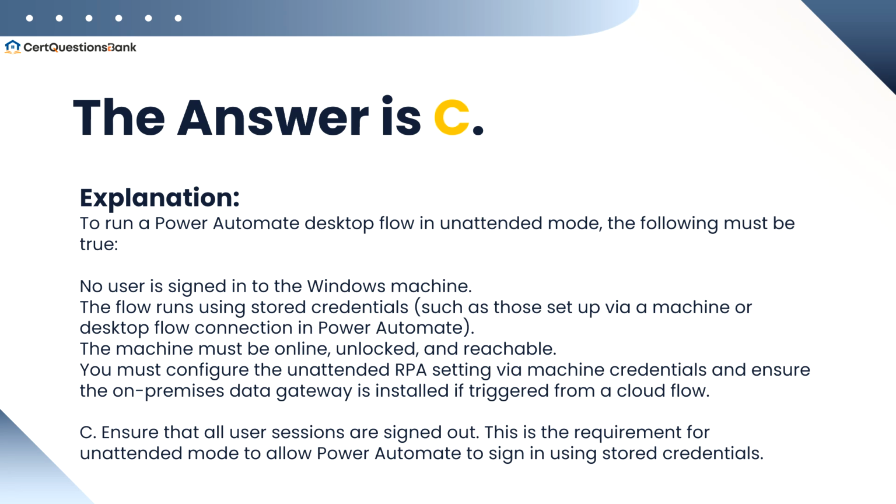To run a Power Automate desktop flow in unattended mode, the following must be true. No user is signed into the Windows machine. The flow runs using stored credentials, such as those set up via a machine or desktop flow connection in Power Automate. The machine must be online, unlocked, and reachable. You must configure the unattended RPA setting via machine credentials and ensure the on-premises data gateway is installed if triggered from a cloud flow.